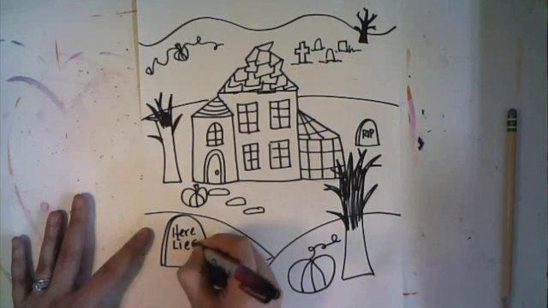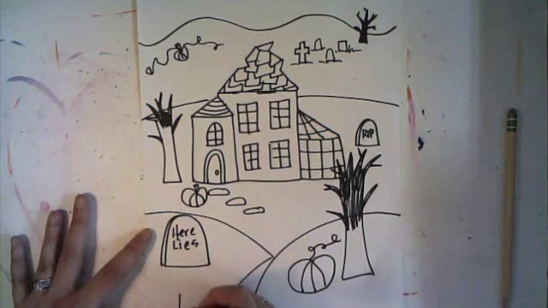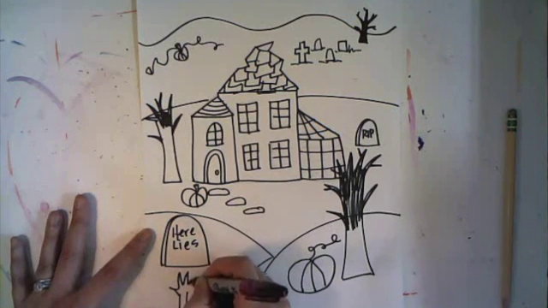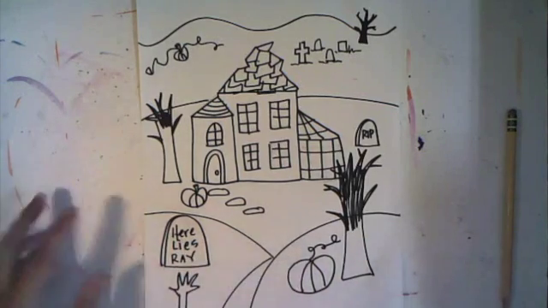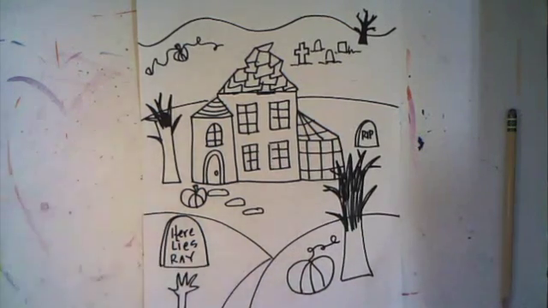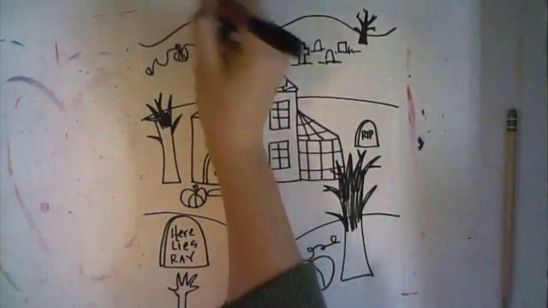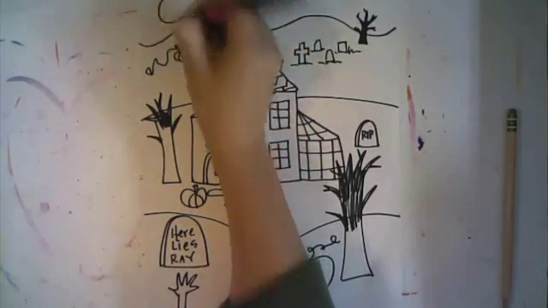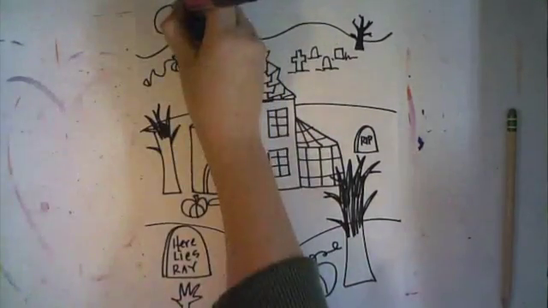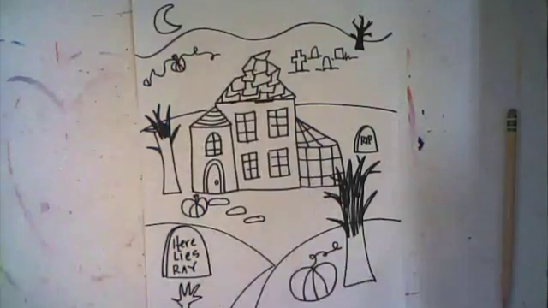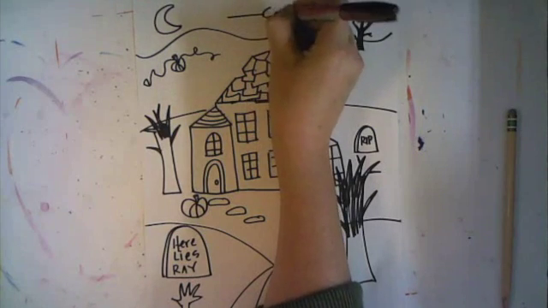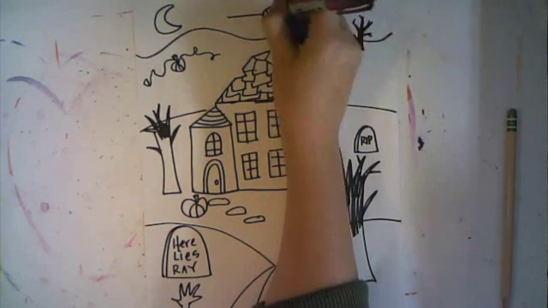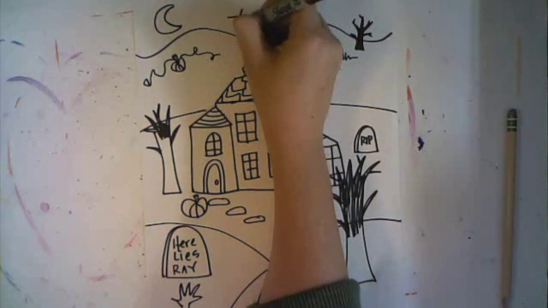Here lies somebody. I don't know who. Here lies Miss Ray. Ray. I'm dead. Okay. So there's my spooky hand. Some people have added like a moon, a full moon, or you could do a crescent moon. A crescent moon is just a C shape, and then you close it in. You could add stars. You could add a witch flying on a broomstick. I don't know. Whatever you want to do.